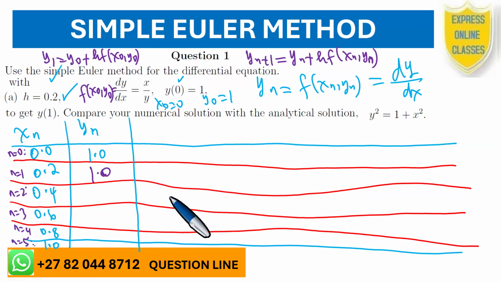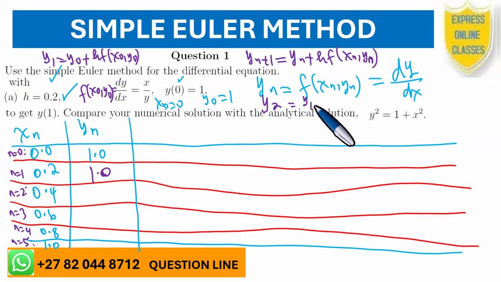Okay, let's practice with this. Now, if we continue with our analysis of this problem, for n equals 2, we have 0.4, which is our x2. So y2, according to this formula, what is it going to be? When n is 2, it's y2.